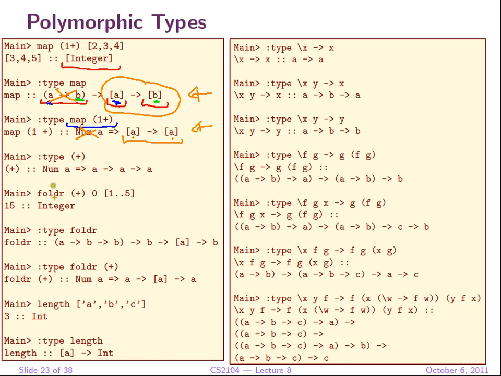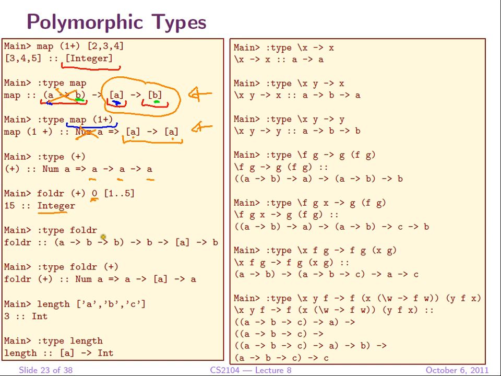What is the type of plus? Well, I take a number and another number and return a number. So if I take an integer and another integer, I need to return an integer. If I take a double and another double, I need to return a double, right? So these three types, first input, second input, and result, must be the same, and all of them must be numeric. Once I say fold plus, when I say that this is 0, 0 is an integer, so the result will also be an integer.